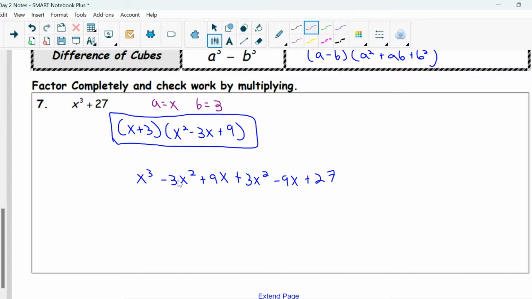And the thing that you guys will notice for this is my x squared terms are going to cancel. My 9x terms are going to cancel, which leaves me with x cubed plus 27, which is the same as what we started with. So that means that we factored it correctly.